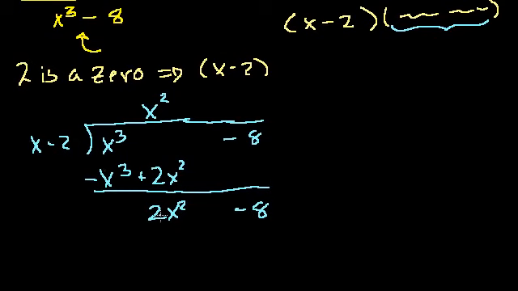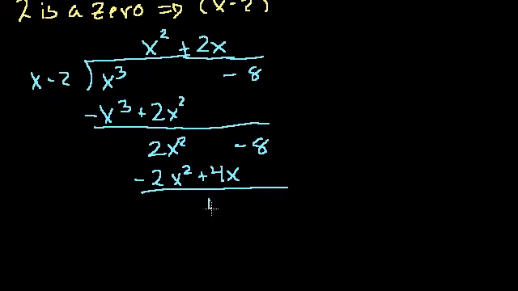You just look at the highest degree terms. X goes into 2x squared 2x times. So plus 2x. 2x times x is 2x squared. 2x times minus 2 is minus 4x. Subtract that from that, so we could just add the negative. And then we have 4x minus 8.